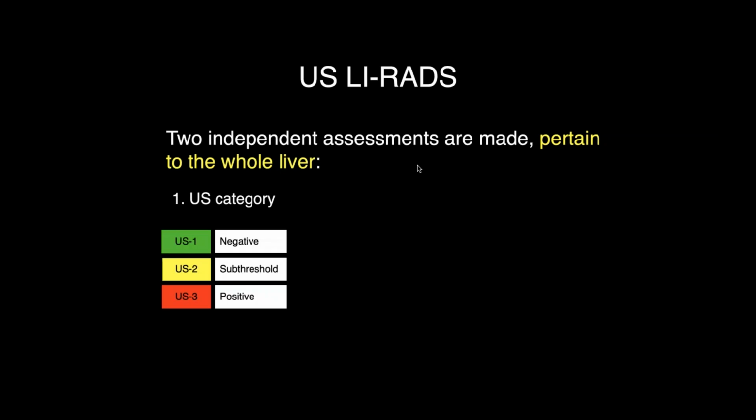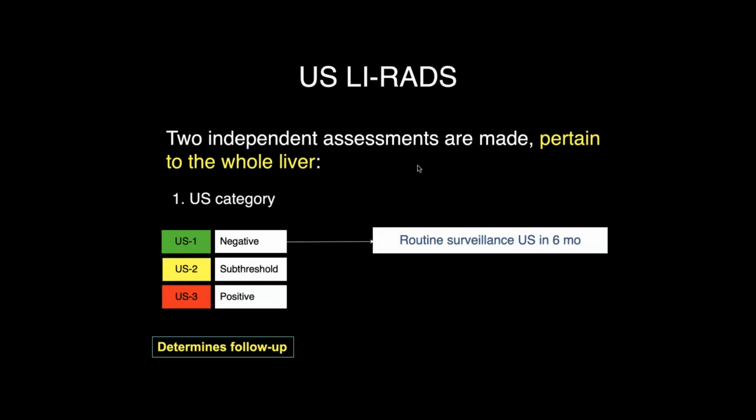There's ultrasound 1 negative, ultrasound 2 subthreshold, and ultrasound 3 positive, and the ultrasound category determines the follow-up recommendations in these patients. If you have an ultrasound 1 negative exam, then you would just go on to routine surveillance ultrasounds in 6 months. If you have an ultrasound 2 subthreshold observation, that means that you see something less than a centimeter in size, we recommend short interval follow-up ultrasound in 3 to 6 months, with the caveat that if that finding stays stable for 2 years or longer, then you can consider that to be benign at that point.